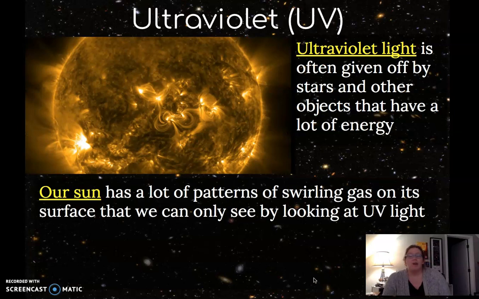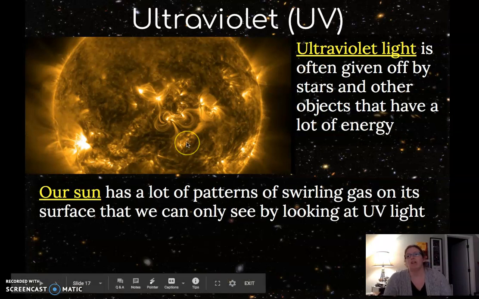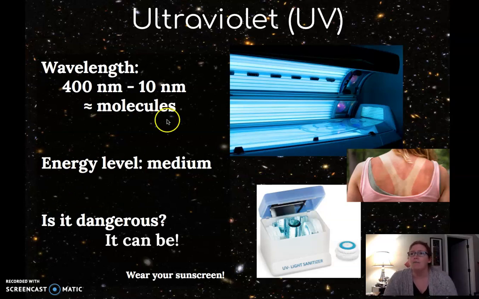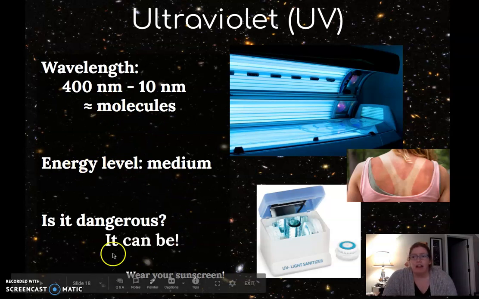So then moving on, we've got ultraviolet light, and this is a really sweet picture of the sun in ultraviolet. It's from SDO, which is actually a spacecraft I did research with when I was in college. So ultraviolet light is a pretty small wavelength, 400 nanometers to 10 nanometers. It's about the same size as molecules of stuff. Molecules of sugar, molecules of water, about that same size. And it has a medium energy level. And so that actually means that it can be dangerous.